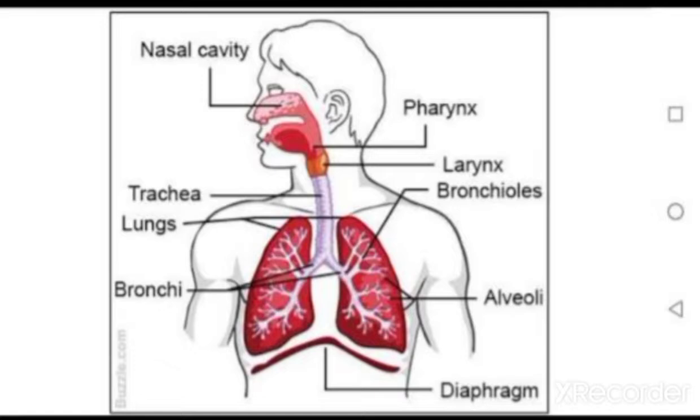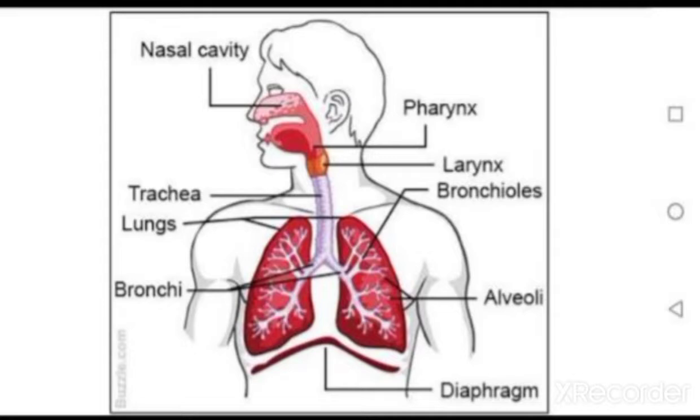Lungs are the main respiratory organ of the body. The main respiratory organ in the body is the lungs. Okay, why? Because the gases exchange there. Okay, and the path through which the air travels to the lungs is known as the respiratory tract.